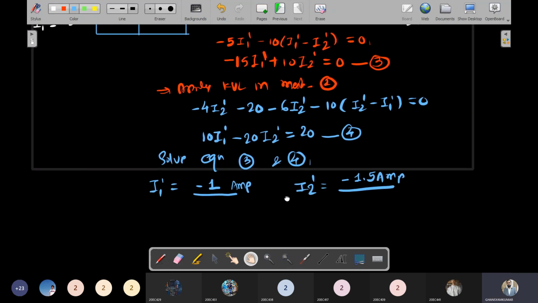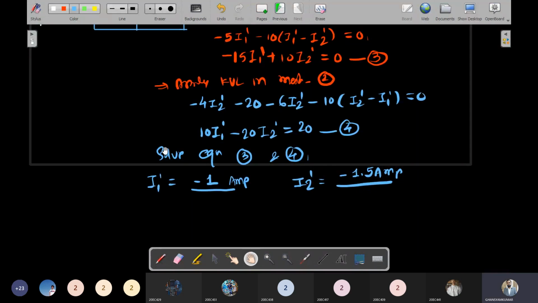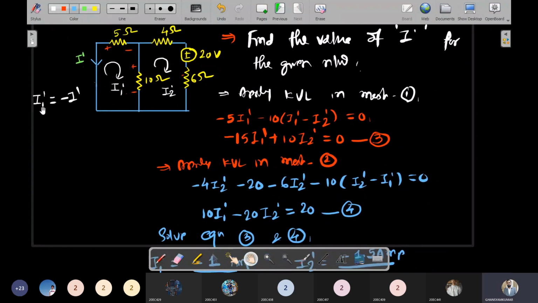So you can say that, as we have written over here, I dash minus I1 dash equal to minus I dash. We are interested in this I dash, so we multiply this minus into minus 1. So in our case, I dash equal to 1 ampere. This value is 1 ampere. So you can directly say, as per reciprocity, if it is following the reciprocity, I equal to I dash. Both sides we are getting 1 ampere.